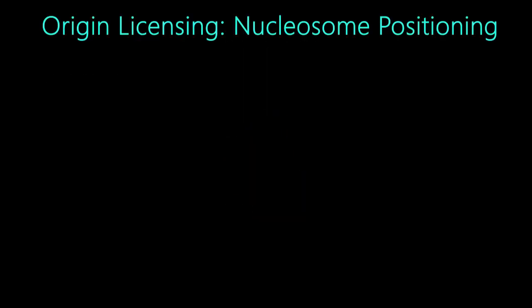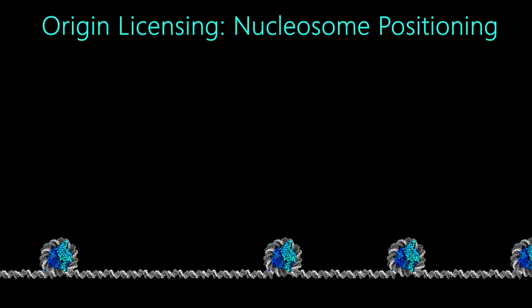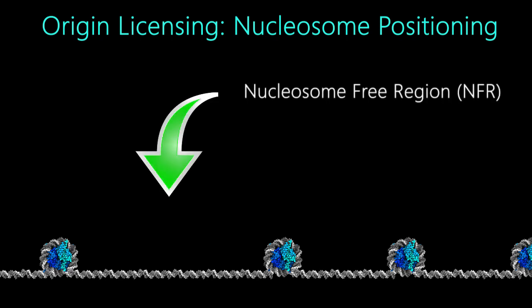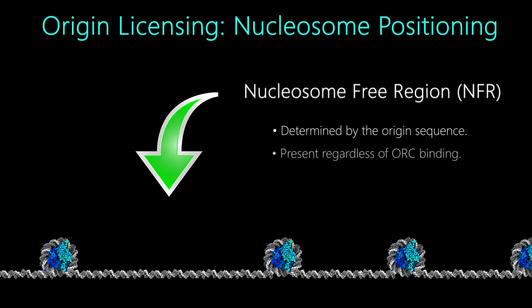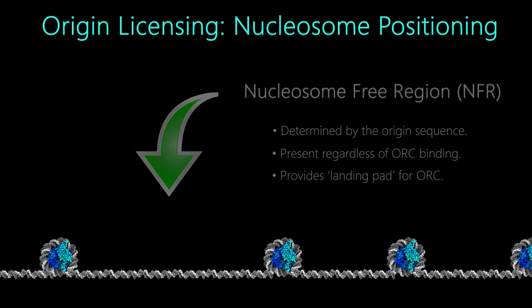Almost all the origin sequences in S. cerevisiae maintain a nucleosome-free region at the ACS. This NFR is determined by the origin sequence itself and is present whether or not the ORC is bound. The absence of nucleosomes provides a sort of landing pad for the ORC.